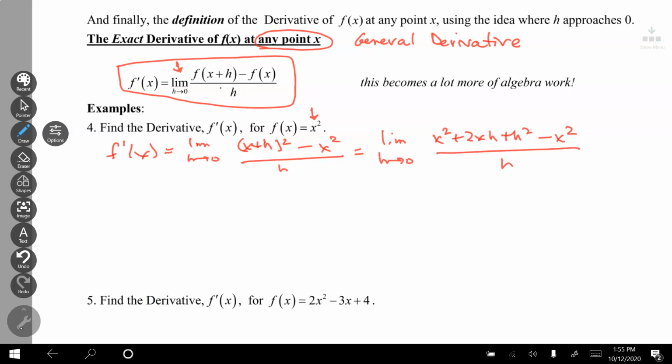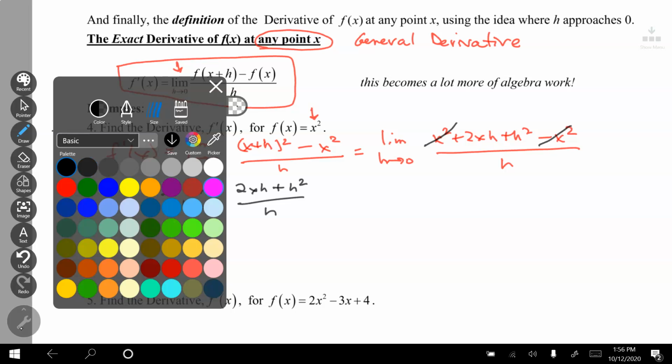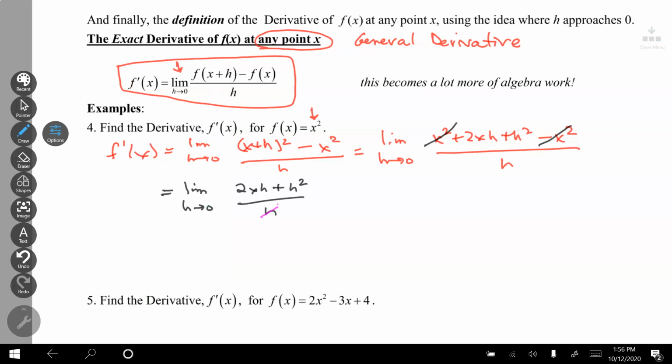Now I get to cancel out some things. Anything without h will not cancel. I still have my limit as h goes to 0 of 2xh plus h squared over h. One h cancels out here and here and here. I get the limit as h goes to 0 of 2x plus h.